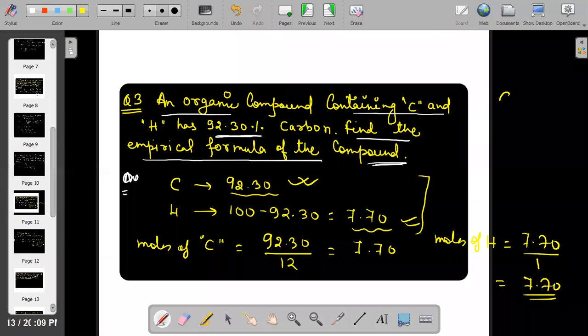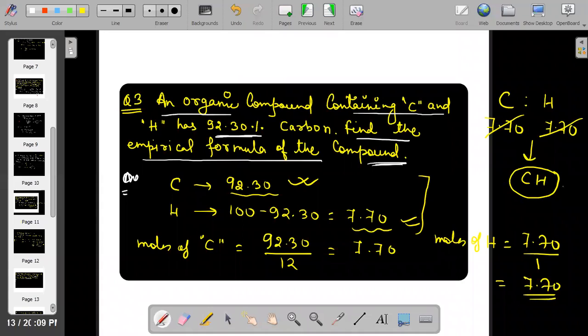Now in that compound, what is the mole of carbon? 7.70. What is the mole of hydrogen? 7.7. They will cancel. So what is the empirical formula? CH. Why did you cancel it? Because we know the empirical formula is the smallest whole number ratio. Look, this is a simple method. Got it? You all got it or not?